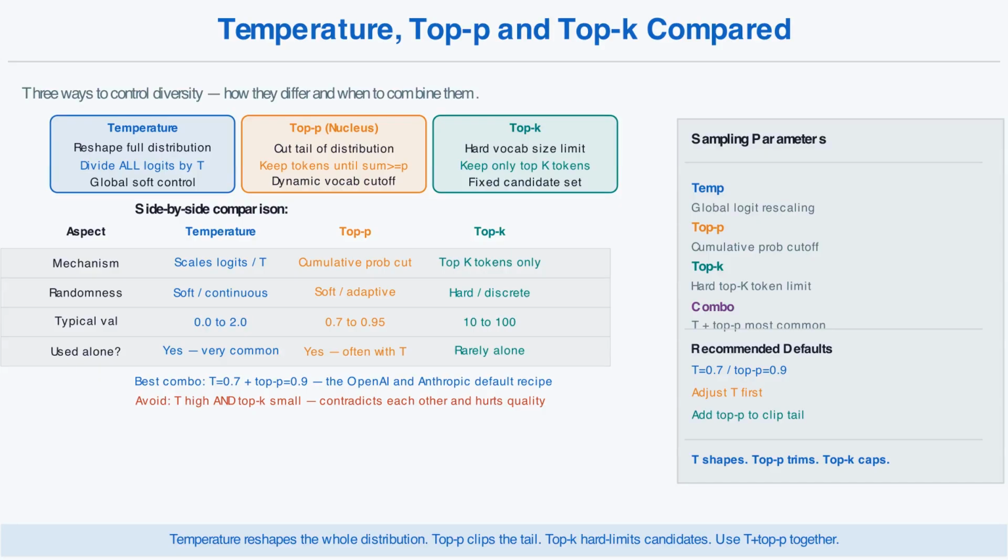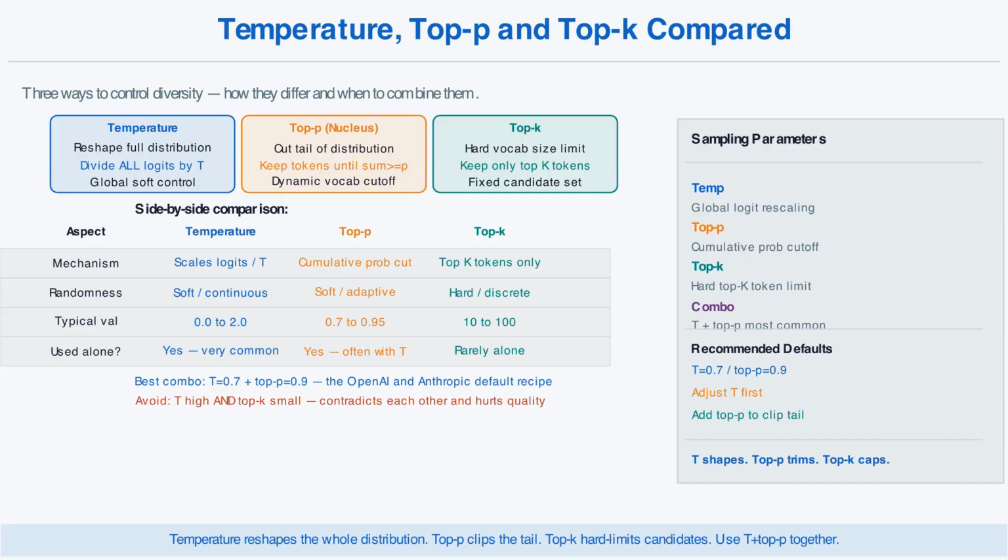Temperature reshapes the entire probability distribution by dividing all logits by T. It is a soft, global, continuous control. Top P, also called nucleus sampling, works differently. After softmax, it keeps only the smallest set of tokens whose cumulative probability reaches P, and discards everything else.